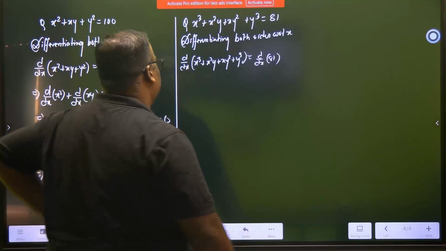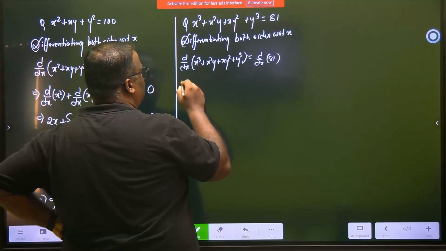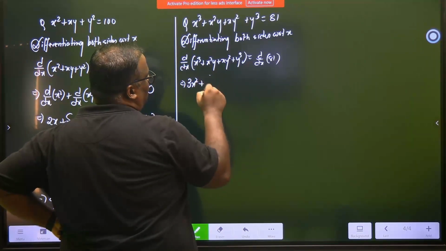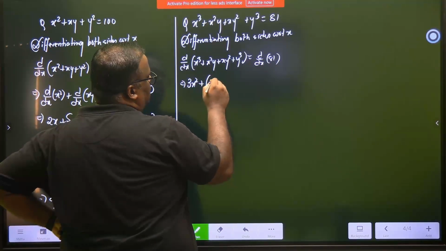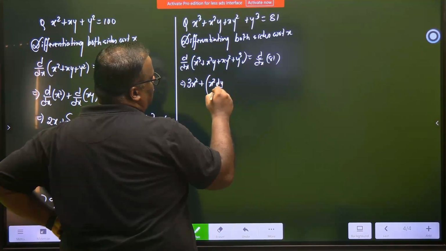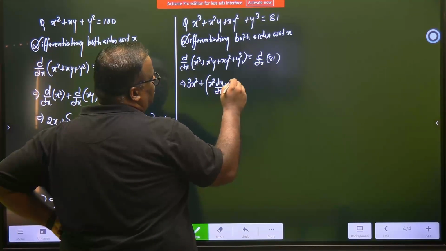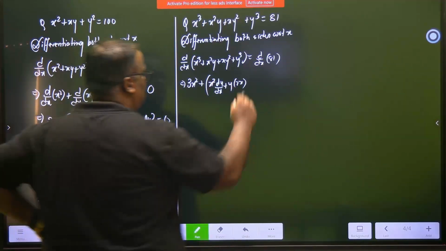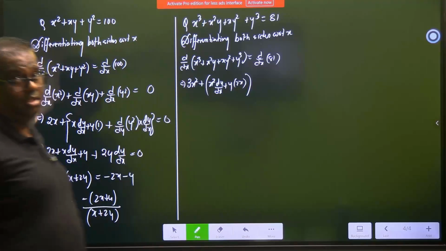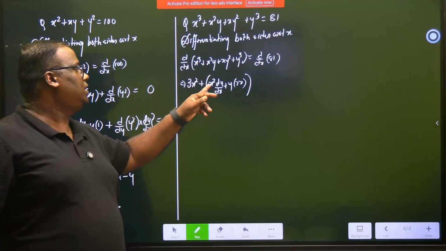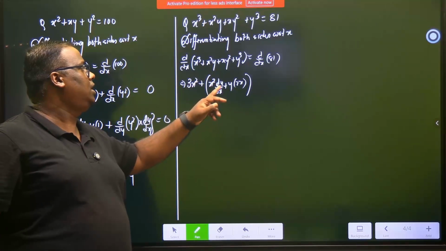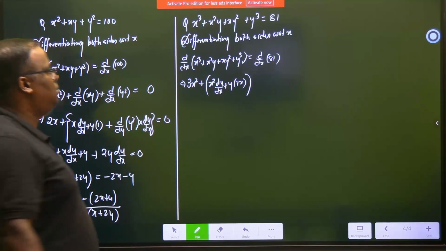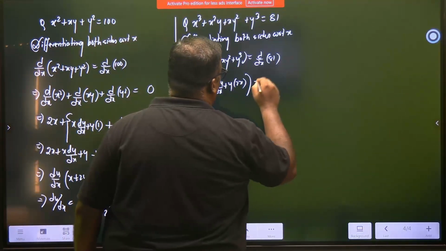Fine. Whenever it is easy, we'll go the easy way. d/dx of x cubed is 3x squared. Now here we have to apply the chain rule: first function into dy by dx plus second function into d/dx of first function. Did you understand this step? First function times differentiation of second plus second times differentiation of first. Okay? Similarly, we have to do it in the second one also.